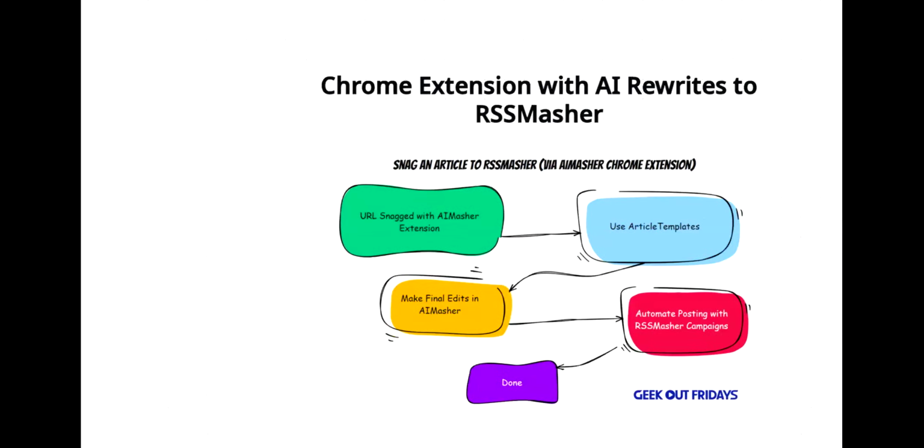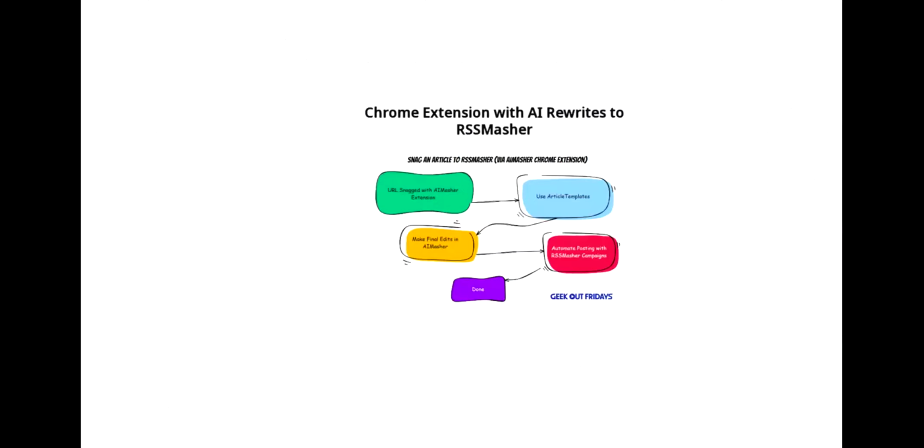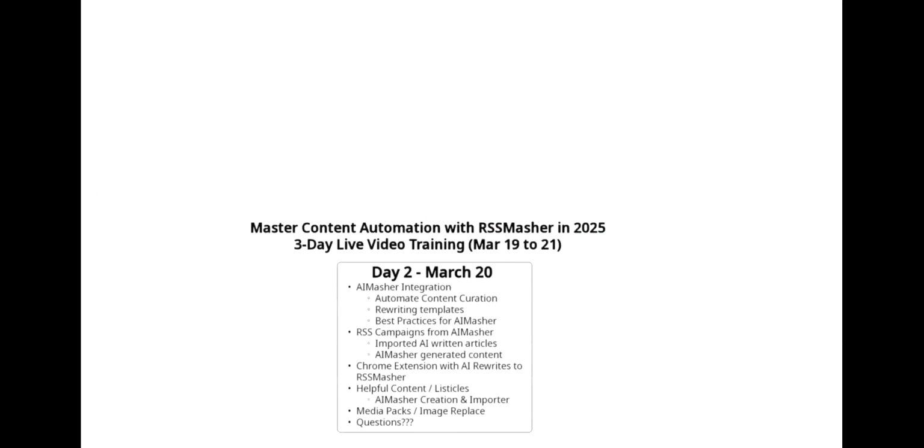Okay, cool. So we went over AIMasher integration with, they're not called rewriting, they're called reinventor templates and best practices. RSS campaigns, we talked about that. RSS campaigns are basically just a bridge from AIMasher to RSS Masher, but it allows you to create a mash that is just sitting there waiting for your AI content to be pushed over.